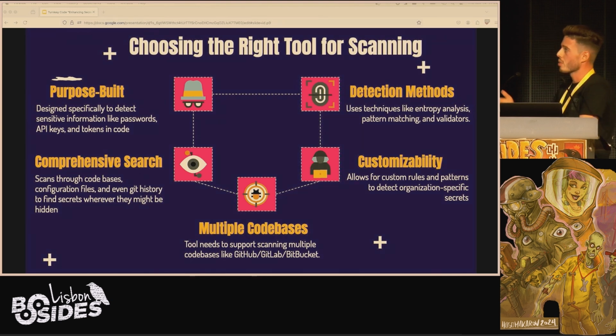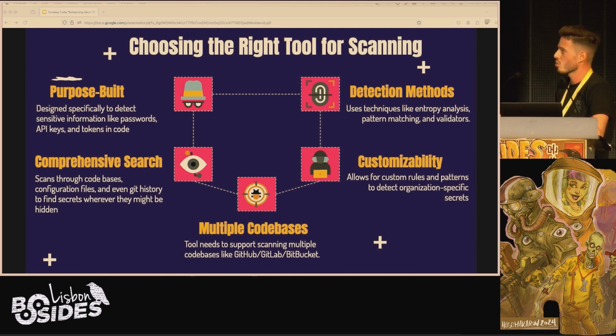It also brings the comprehensive search that I was talking about, that will go into the Git history and find the secrets that are there, because in the current code you may not have secrets, but in old commits there might be a lot of secrets. It needs to have some kind of customizability, because the secrets in my organization may be different from your organization. Every organization is different, and you might need to set up a new set of rules to find other secrets.